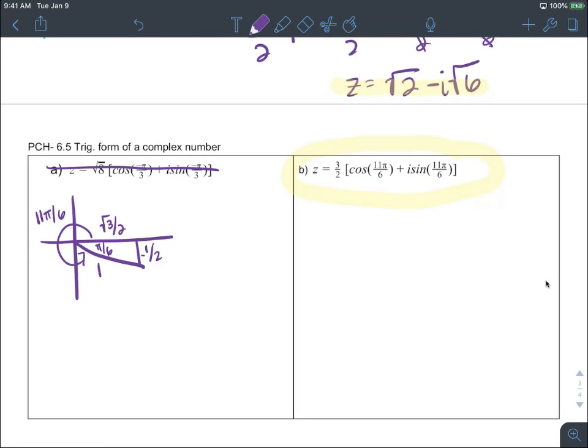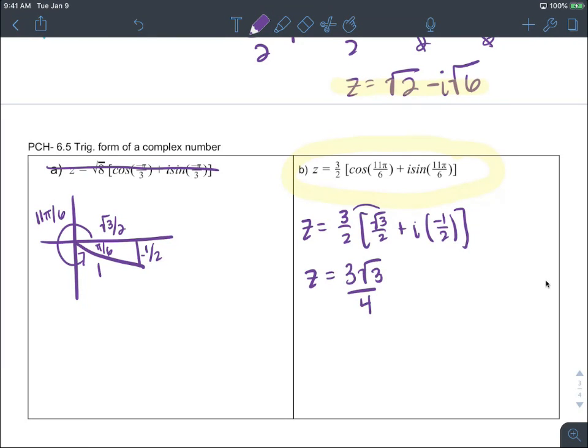Okay, so I'm going to go ahead and evaluate. z is equal to 3 over 2 times cosine would be root 3 over 2 positive plus i times negative 1/2 negative. So we get 3 root 3 over 4. So when I distribute, plus 3 times negative 1 is negative 3 over 4 i. And that's how it's done.